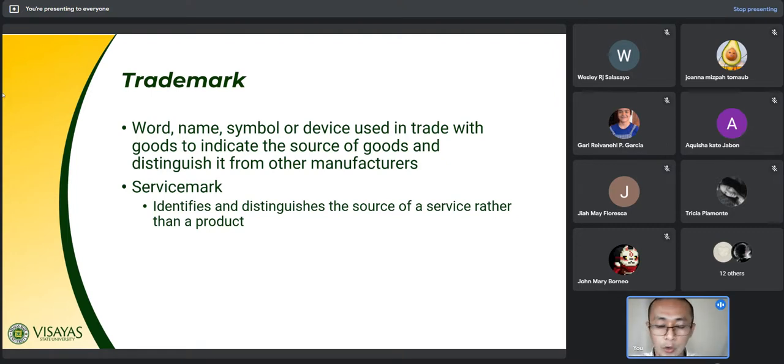Like for example, BDO, We Find Ways, that's their tagline. That's part of their service mark. Therefore, you cannot establish your own company and have the tagline We Find Ways because that's already a registered service mark of BDO. Any questions or clarifications about trademarks?